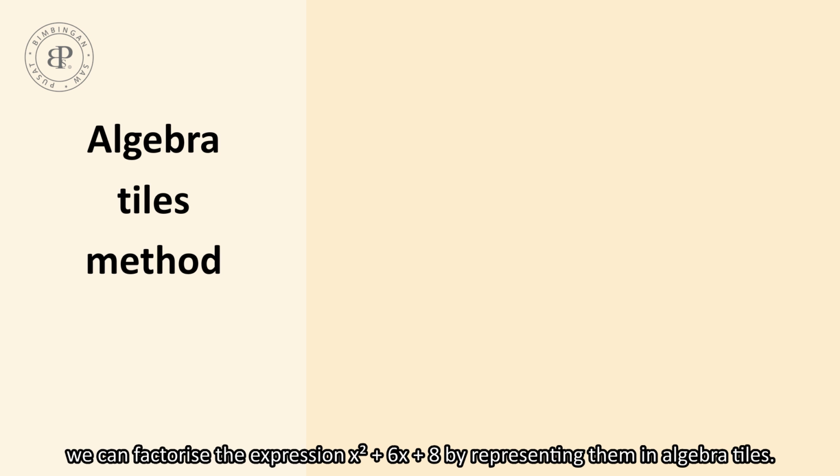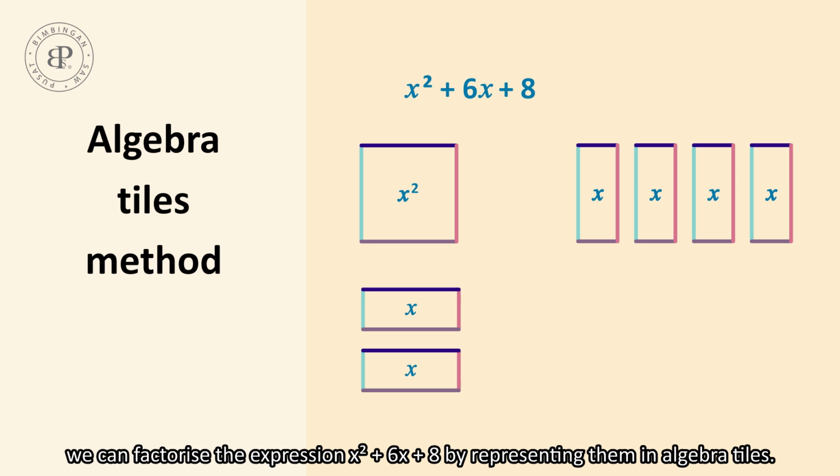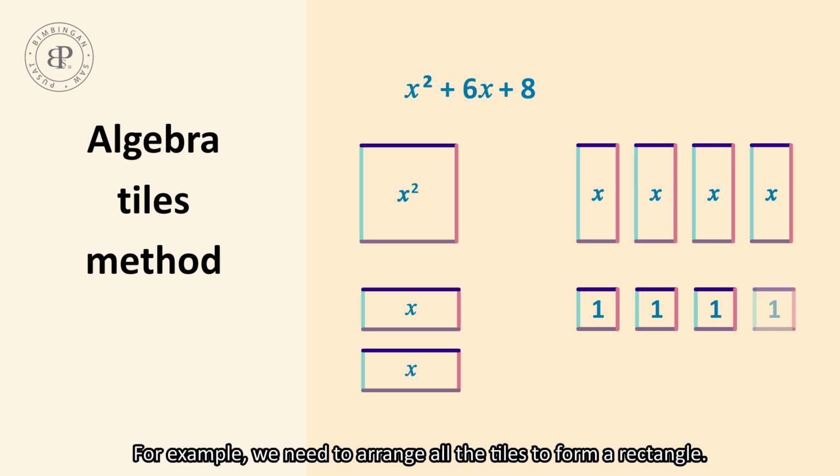Finally, using the algebra tiles method, we can factorize the expression x squared plus 6x plus 8 by representing them in algebra tiles. For example, we need to arrange all the tiles to form a rectangle.